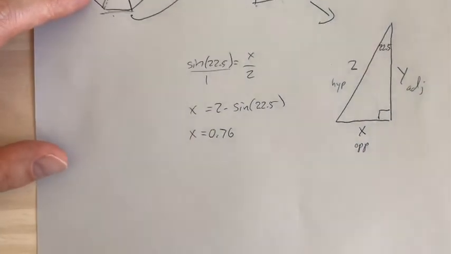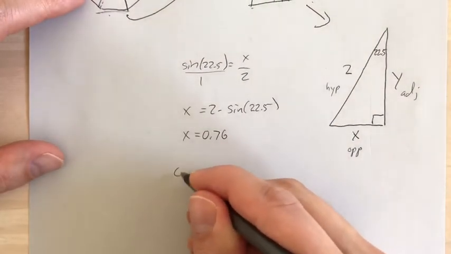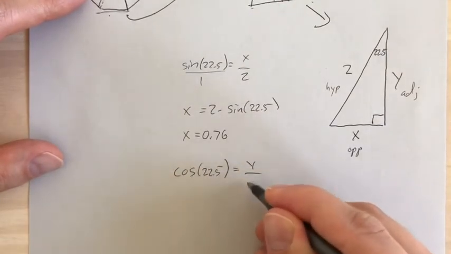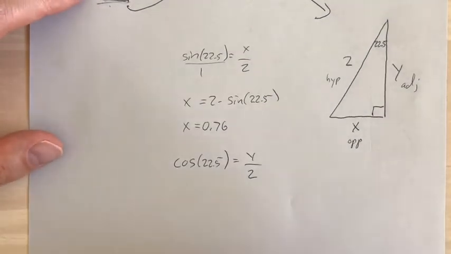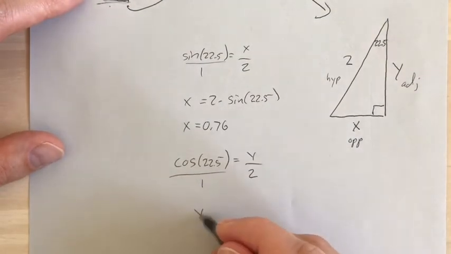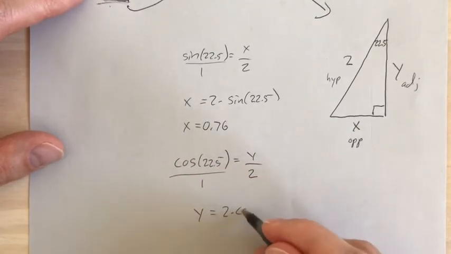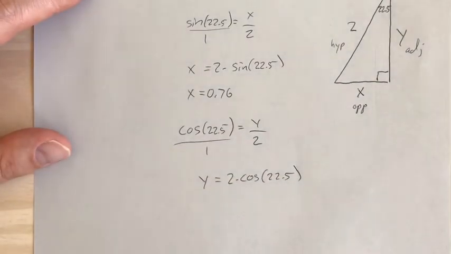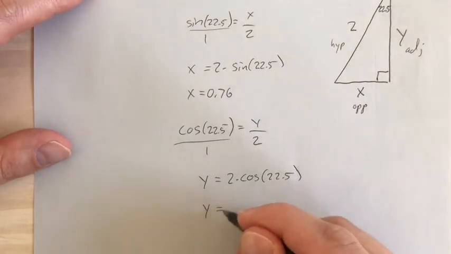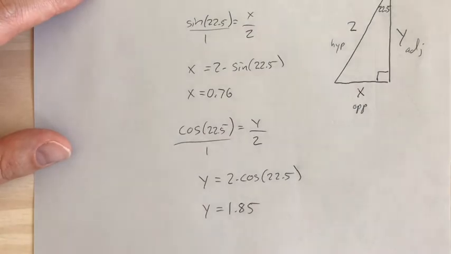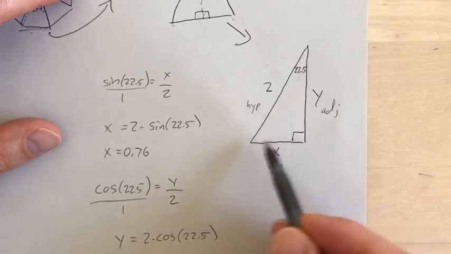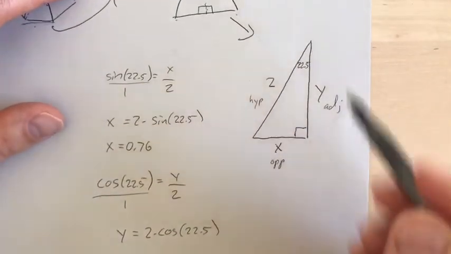And then I'm going to also get the answer to my y. So this time, cosine of 22.5 equals adjacent over hypotenuse, so y over 2. And I'm going to, again, cross multiply, so 1 times y, and then 2 times cosine of 22.5. And I'm going to get 2 times cosine of 22.5 is 1.85 if I rounded. And there would be my two missing lengths. So I got my base length here is 0.76 and my height here is 1.85.